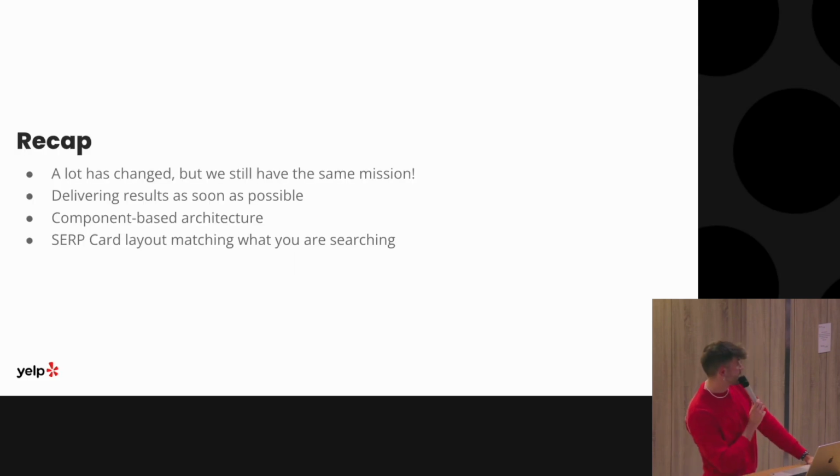So to recap, a lot of things have changed, like a lot. But we still do the same things. We still show businesses. We try to deliver results to the UI as quickly as possible. We use a composable architecture, and then we try to have a custom UI based on what you're looking for, and that's what we work and experiment on every day and every month.